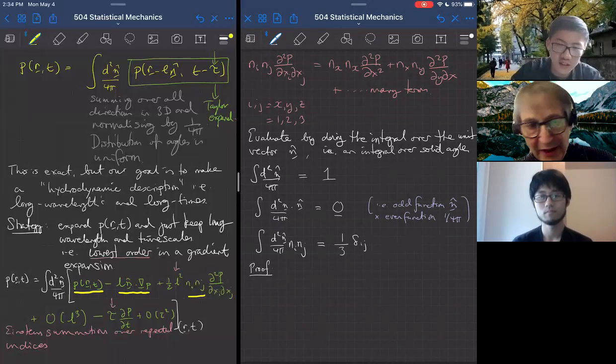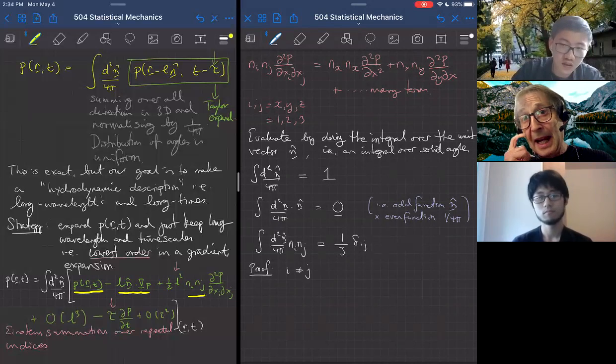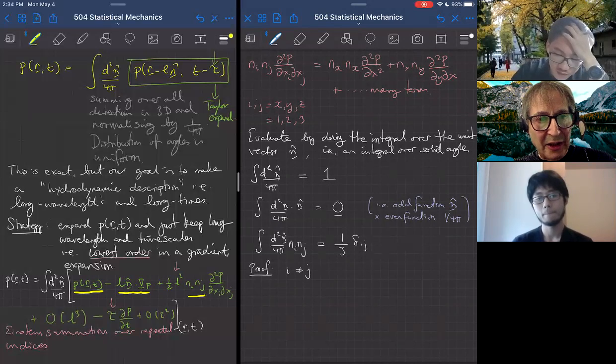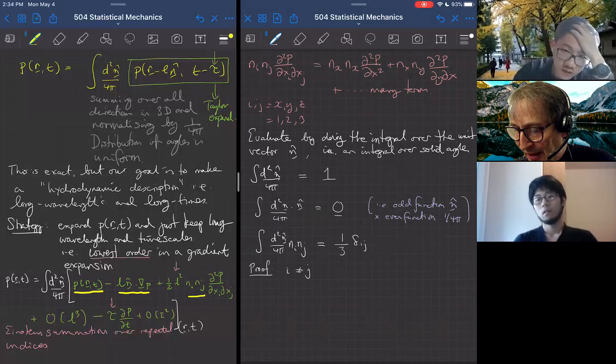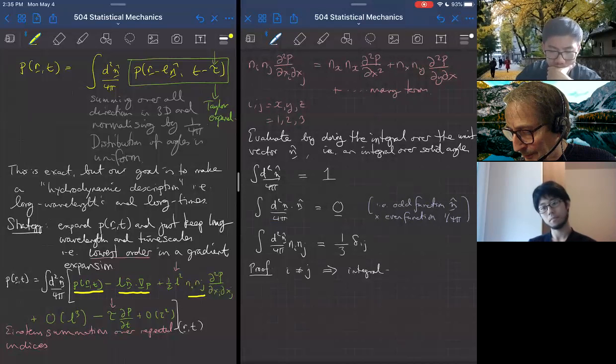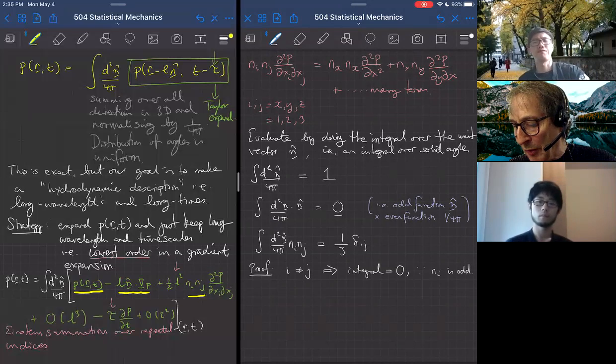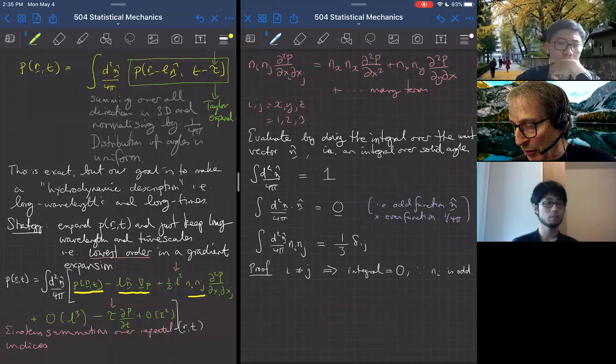It's 1/3 delta ij. So let me prove it for you. So the first thing is, let's set i not equal to j. So then that could be nx times ny integrated. So then what you can see is that in terms of the components nx and ny, the integral is odd. So whatever direction you go in, they will end up giving you 0.